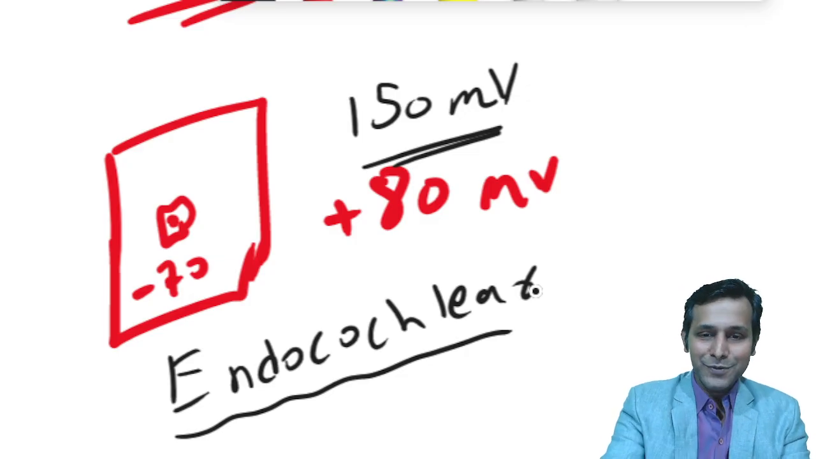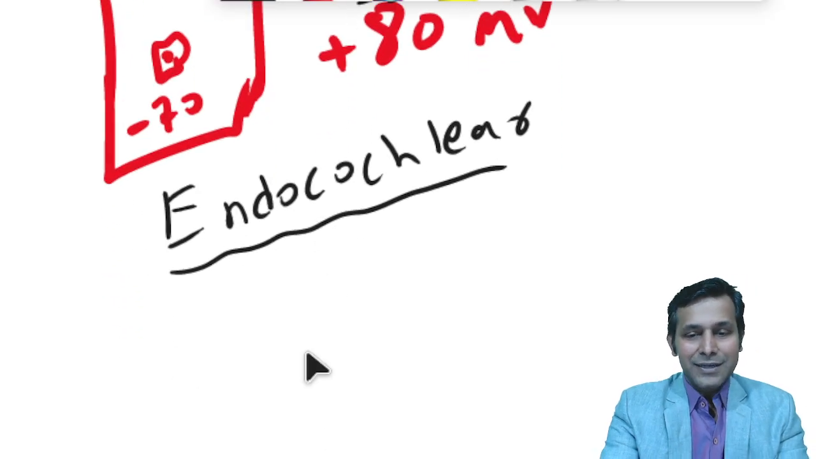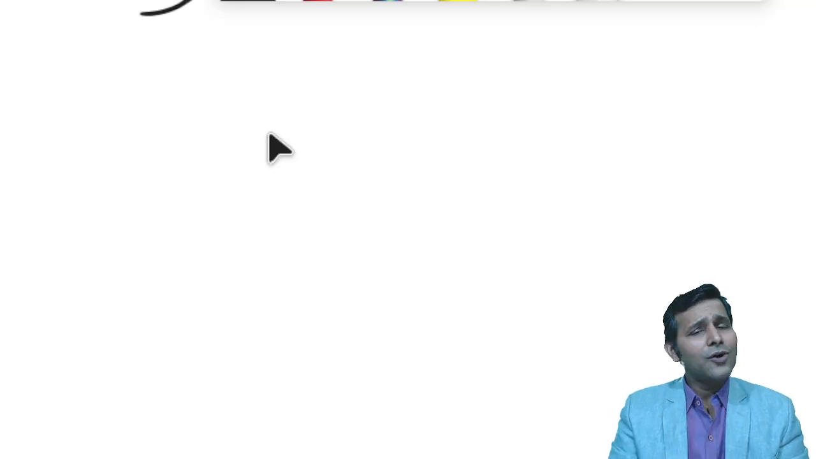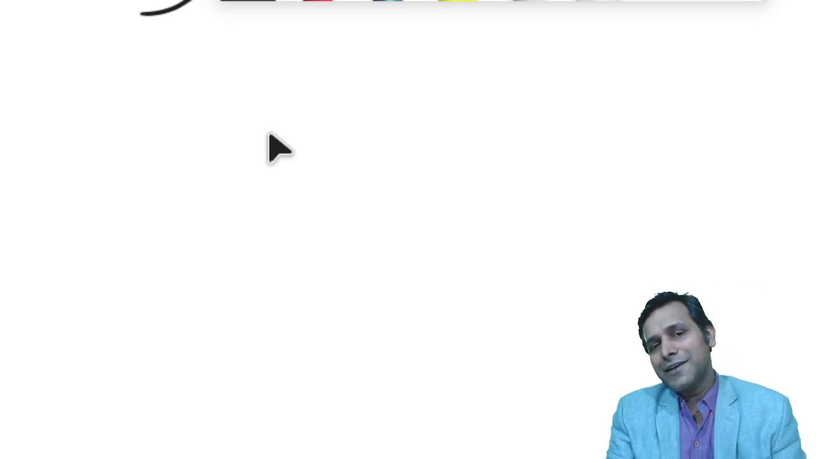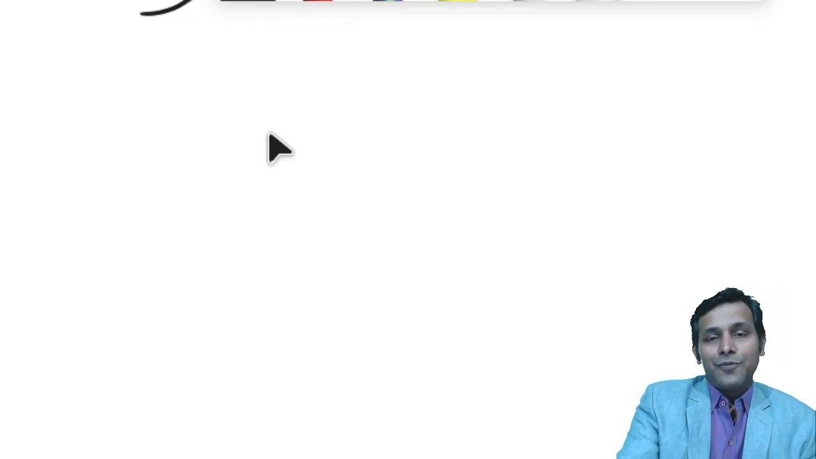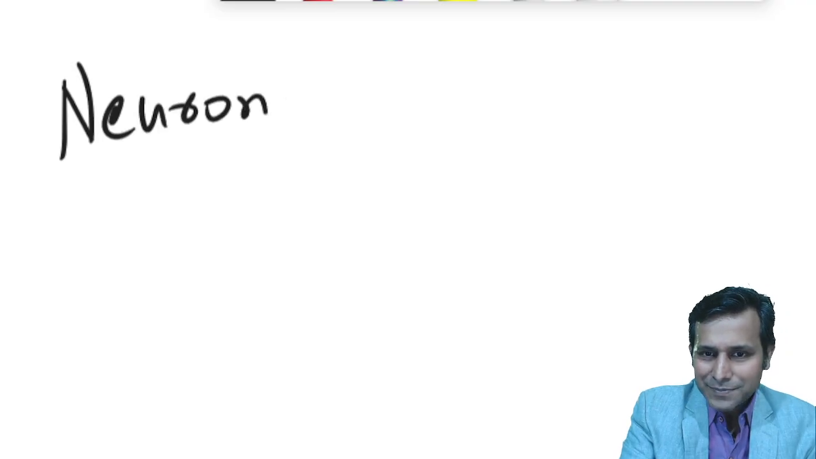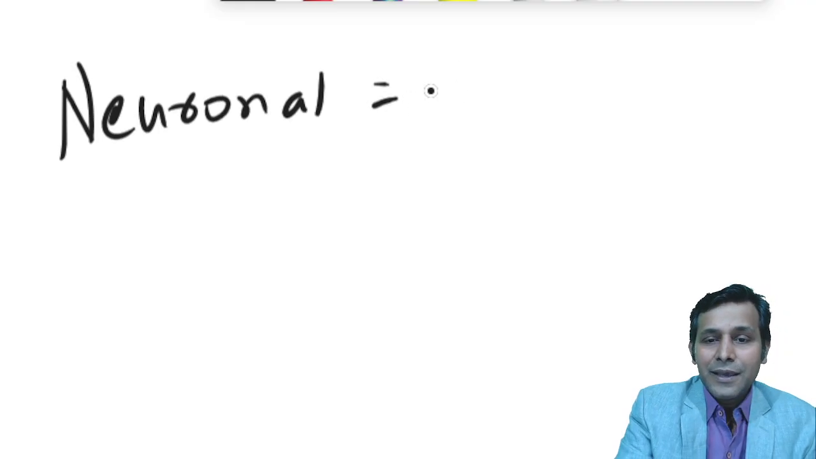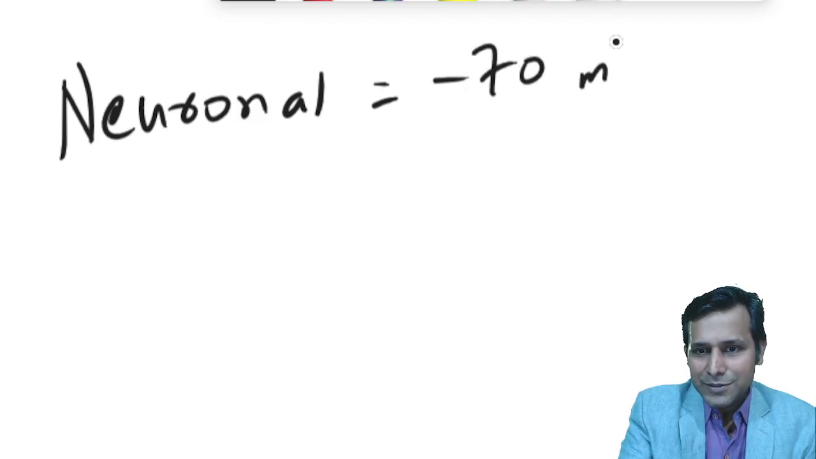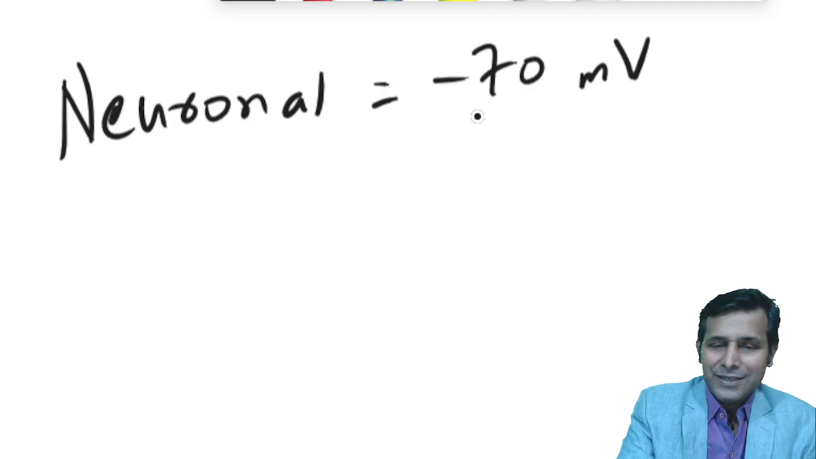Now, let us move to the origin: how do we have a minus 70 millivolt for RMP? And do all the cells have the same minus 70 millivolt? The answer is no. Various cells have various RMP values. Let us write down a few values for a few other cells. For example, for neuronal cells, the RMP is minus 70 millivolts.